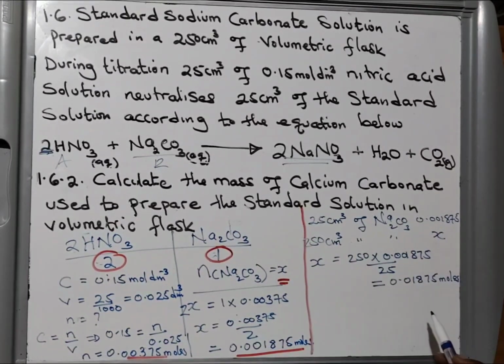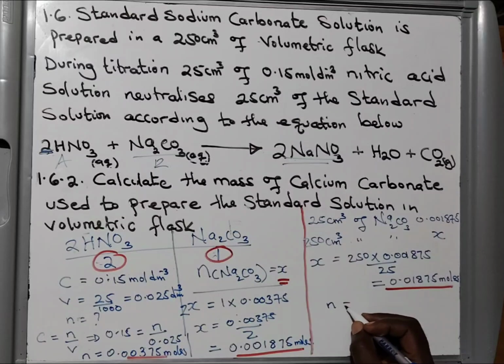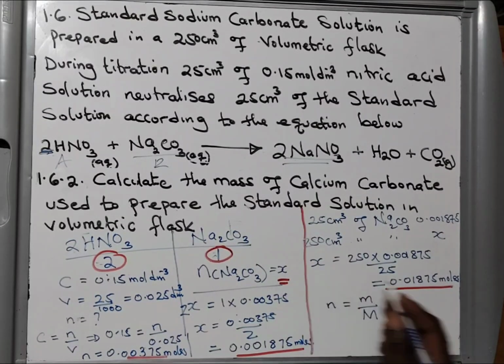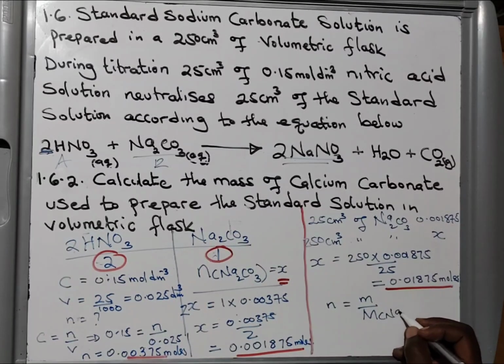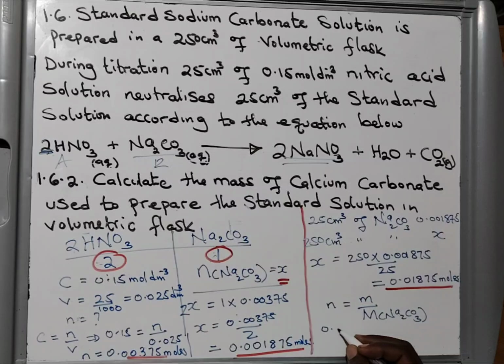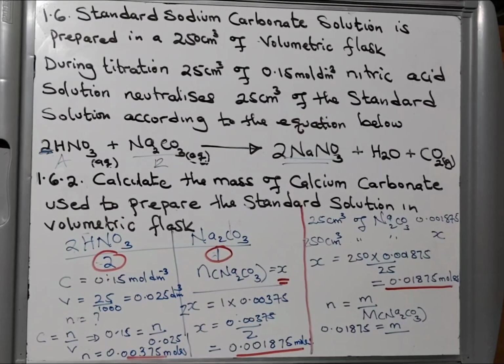So we get this. What we have here is the number of moles of sodium carbonate in 250. But the question wants mass. What do we do? Then we bring in our equation, which we know is number of moles is equal to mass over molar mass, and it's the molar mass of sodium carbonate. So the number of moles, we'll have it here, it is 0.01875, and we are looking for mass. Then we have to calculate the molar mass of sodium carbonate. So that's what we have for the molar mass.